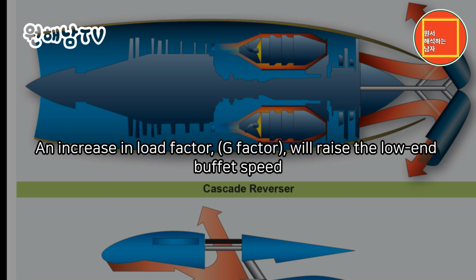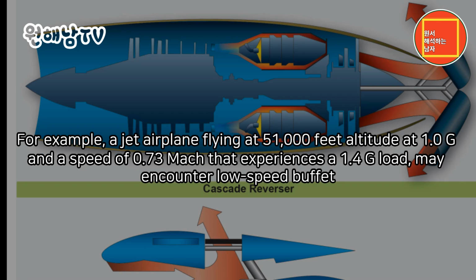An increase in load factor, G factor, will raise the low-end buffet speed. For example, a jet airplane flying at 51,000 feet altitude at 1.0 G and a speed of 0.73 Mach that experiences a 1.4 G load may encounter low-speed buffet.